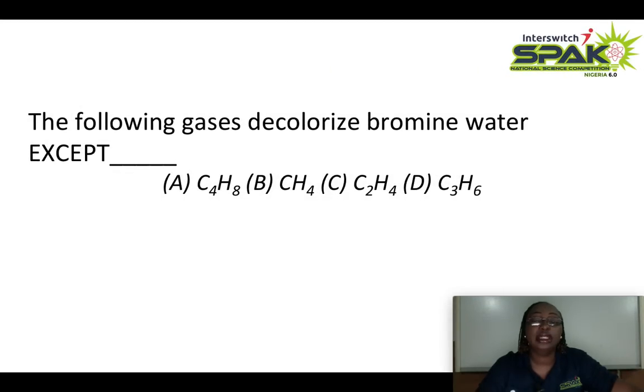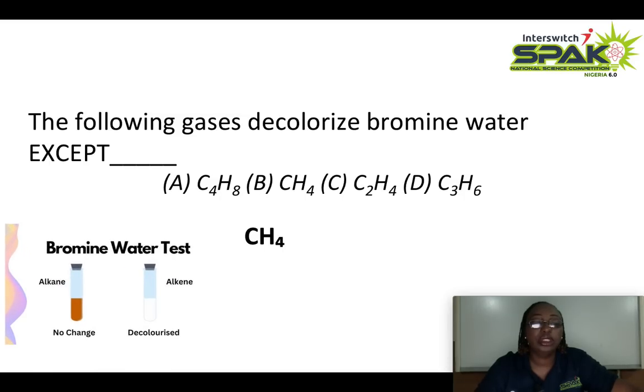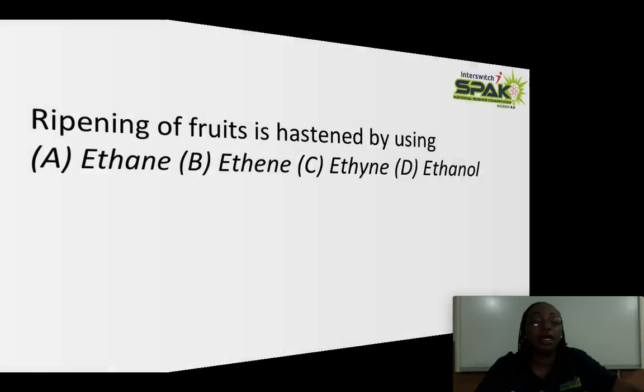The following gases decolorize bromine water, except. Bromine water is used to distinguish between alkanes and alkenes. So which one will not decolorize bromine water? If you look at it very well, our answer should be B, methane. Methane will not decolorize bromine water. Alkanes will not change, while alkenes will be decolorized.